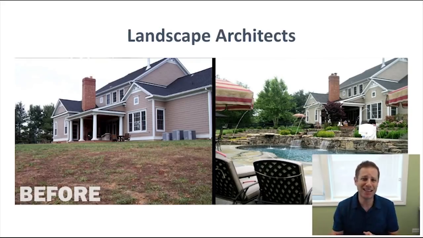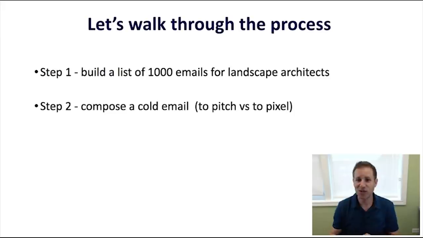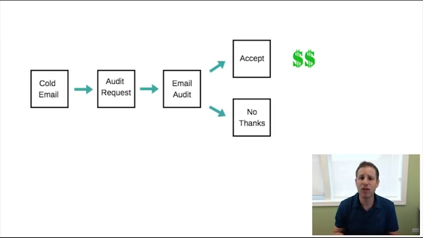All right, so let's use landscape architects. It's a niche. We'll be able to run through an example so you can see how this works. So what we're going to do is look at the value that's created by using cold email to pitch versus pixel. All right, so let's hop into that. Let's walk through the process. Step number one would be to build a list of 1,000 businesses in the niche. So we'd go out and create a list of 1,000 landscape architects and we'd want to email them with a cold email, one to pitch versus one to pixel, and we're going to walk through the example.